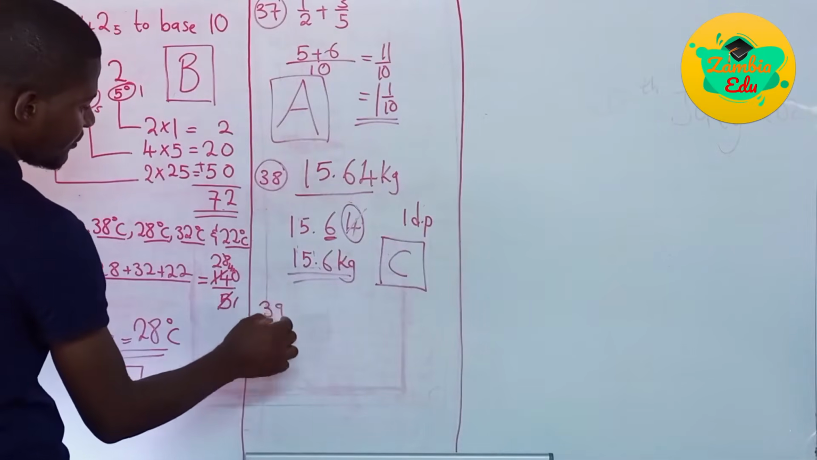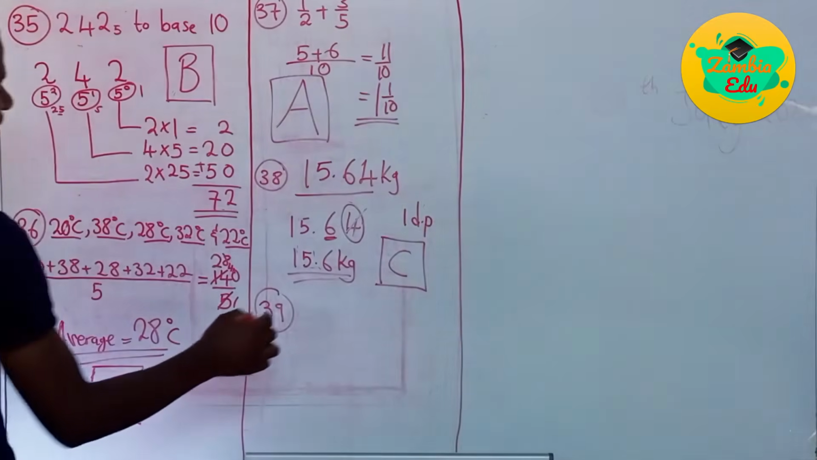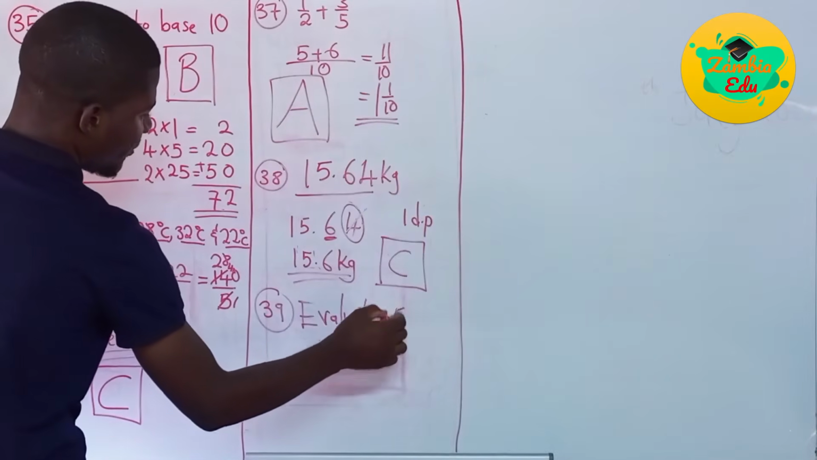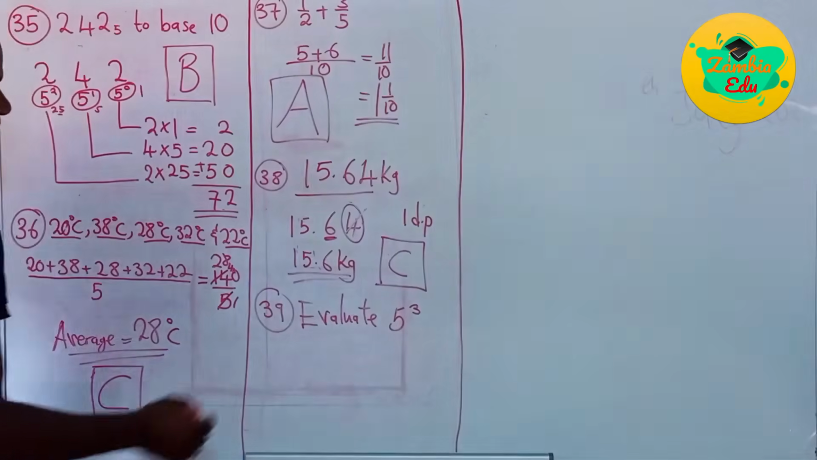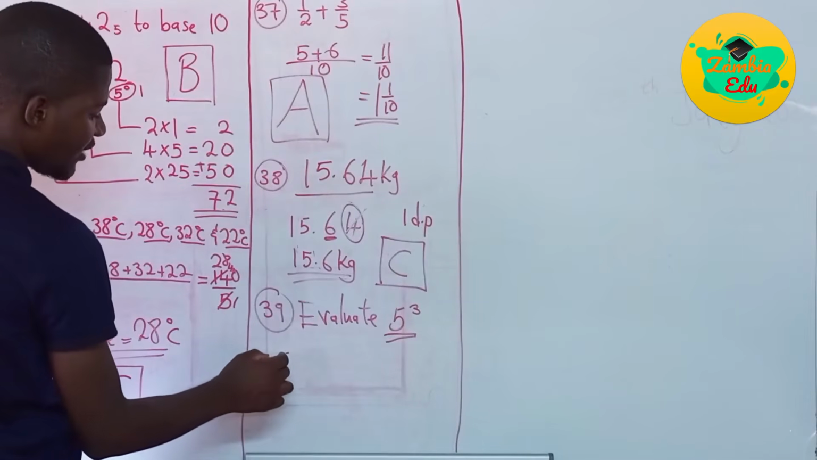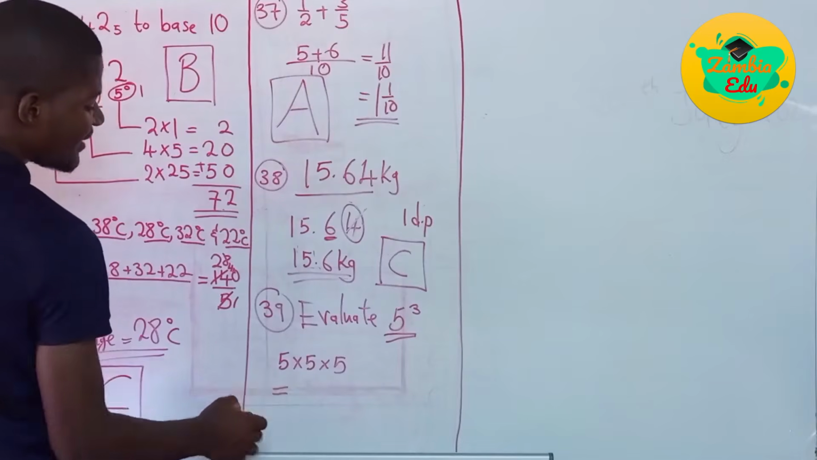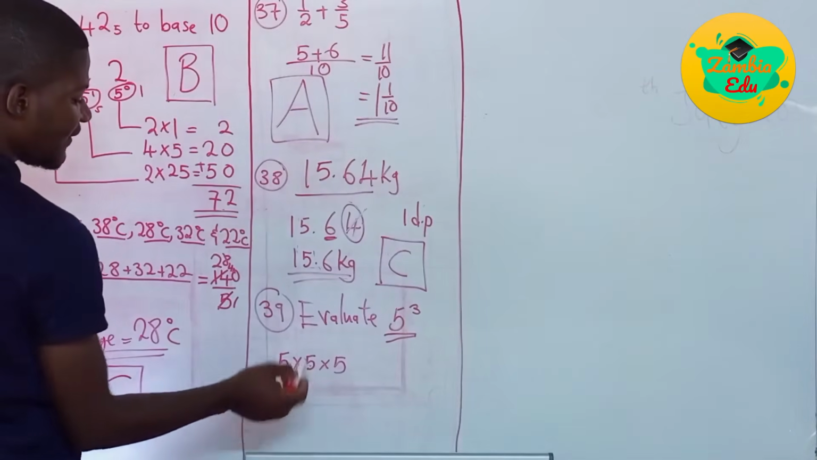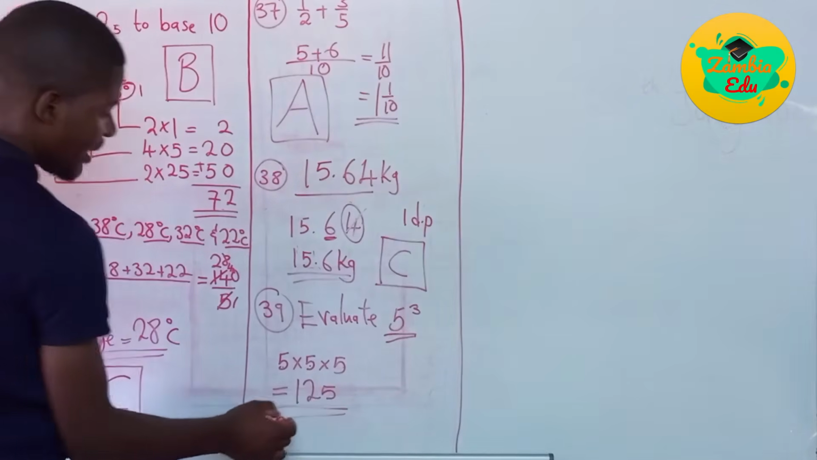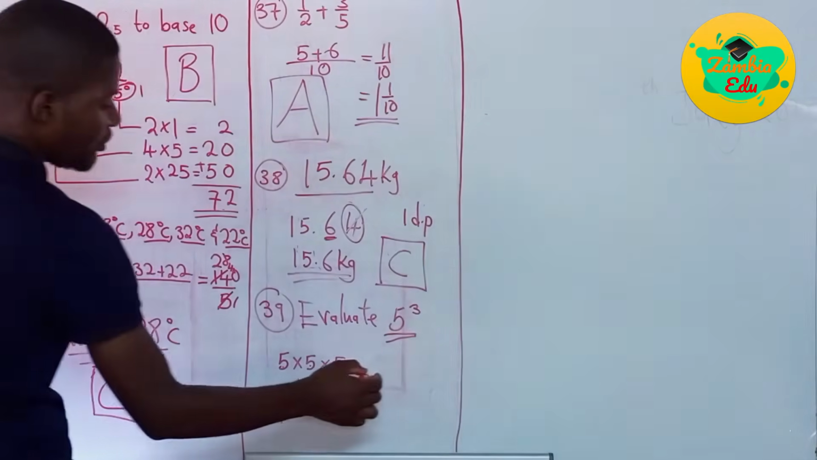We go to question 39. Question 39 said, evaluate 5 to the power 3. If we expand it, we are talking about 5 times 5 times 5. To find the actual value, 5 times 5 is 25, 25 times 5 is 125. That becomes our answer. And if we look at our multiple choice, 125 came as option B.